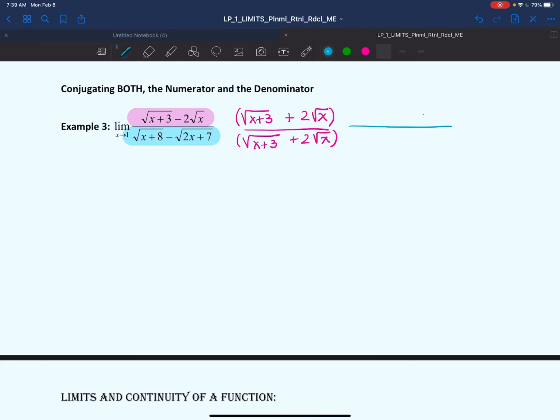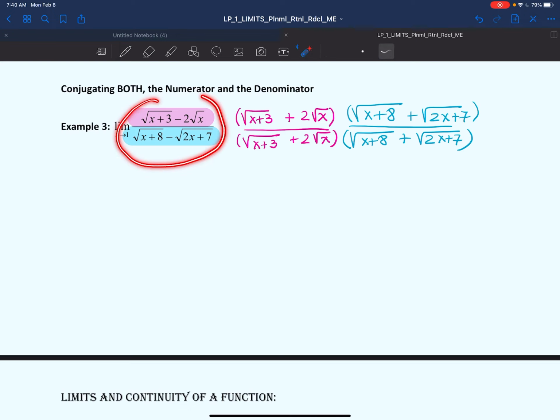So the conjugate of the denominator, the denominator itself, is root of x plus 8 plus root of 2x plus 7. So again, both root of x plus 8 plus root of 2x plus 7. I haven't actually changed the value of this expression because I've practically multiplied by 1 times 1. So now we're going to marry together the pink stuff first.